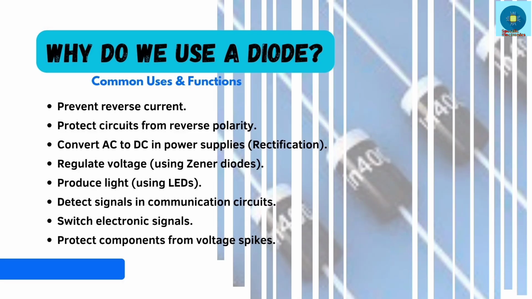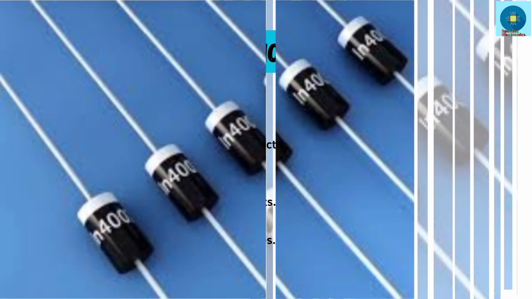So, what are the advantages of using diodes? They are inexpensive, reliable, small in size, consume very little power, and provide excellent protection for electronic circuits. So today we learned what a diode is.